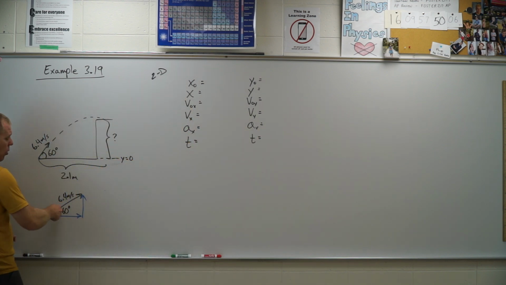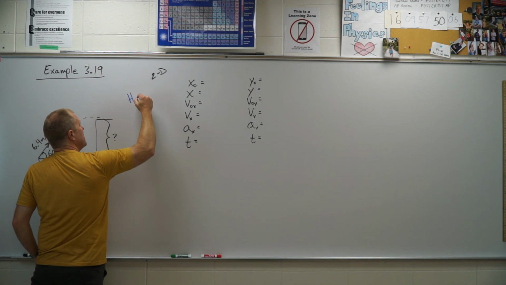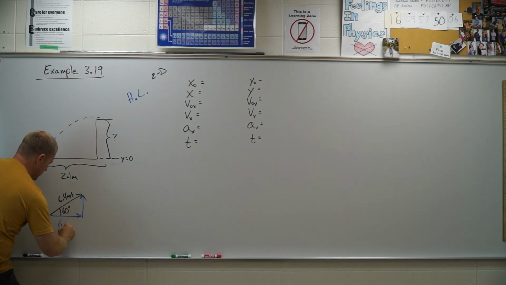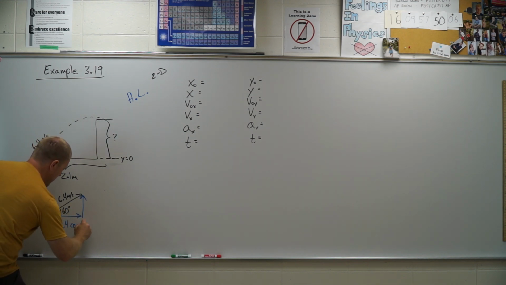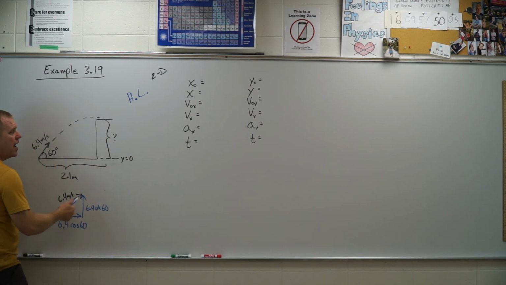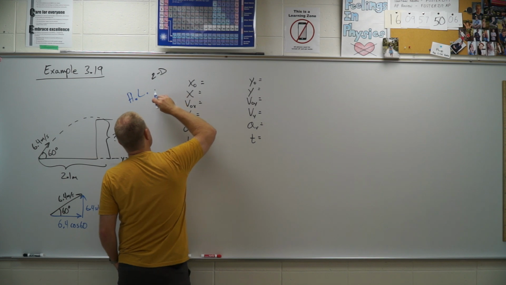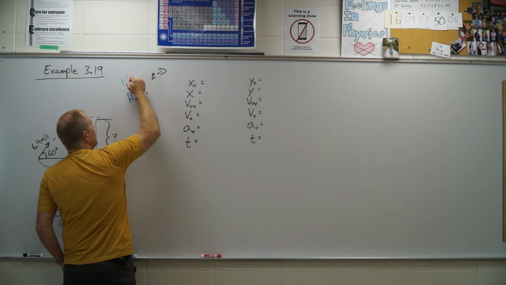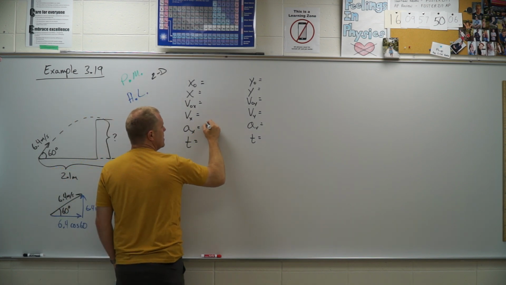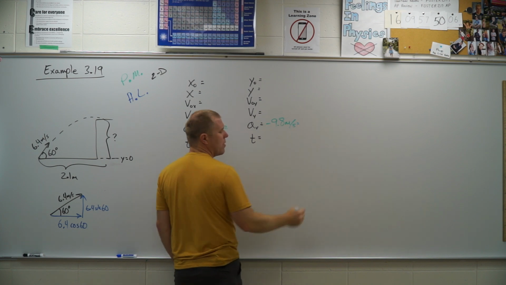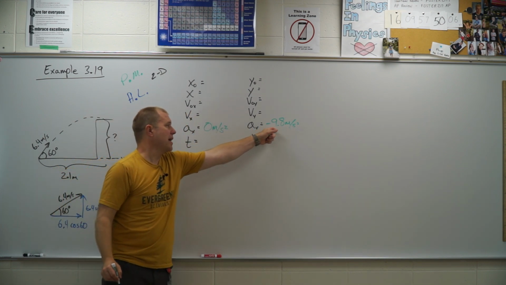I note that it is an angled launch, so I'm going to have to resolve this into components. So I have 6.4 times the cosine of 60, 6.4 times the sine of 60, and I'll put those in over here. Now, it is also projectile motion. So that means that the acceleration is 0 in the x direction and negative 9.8 meters per second squared in the y direction, because gravity is only acting in our y.